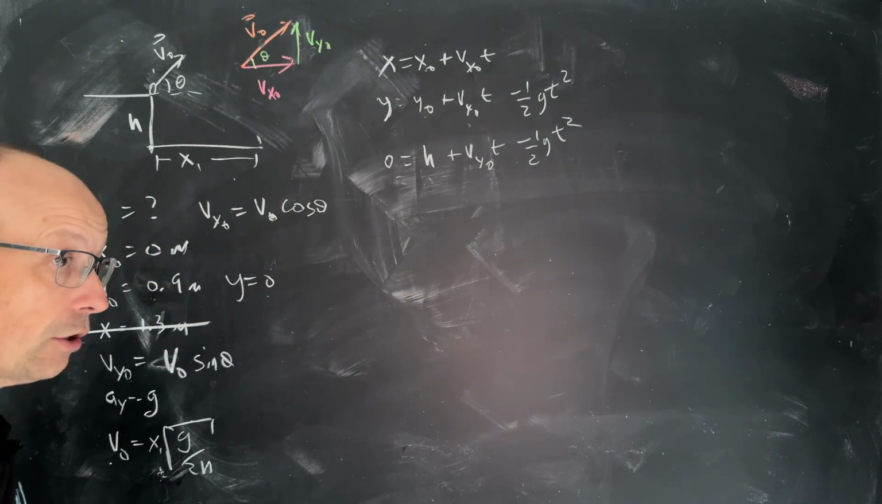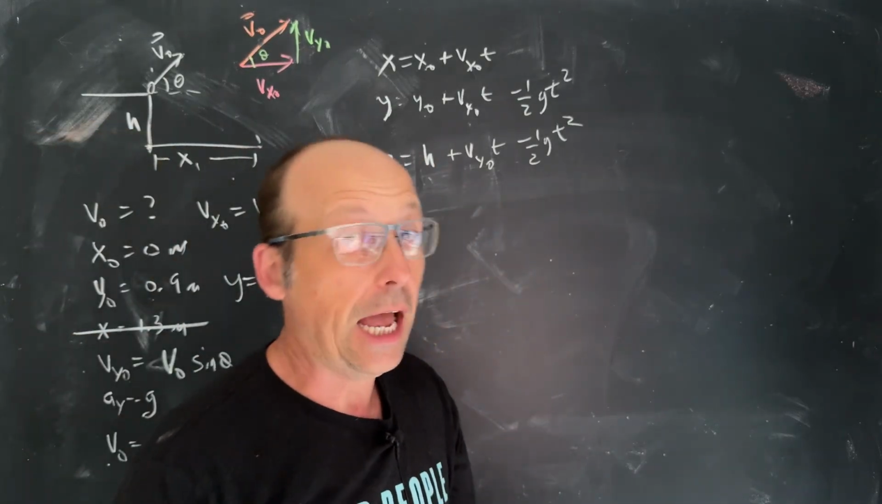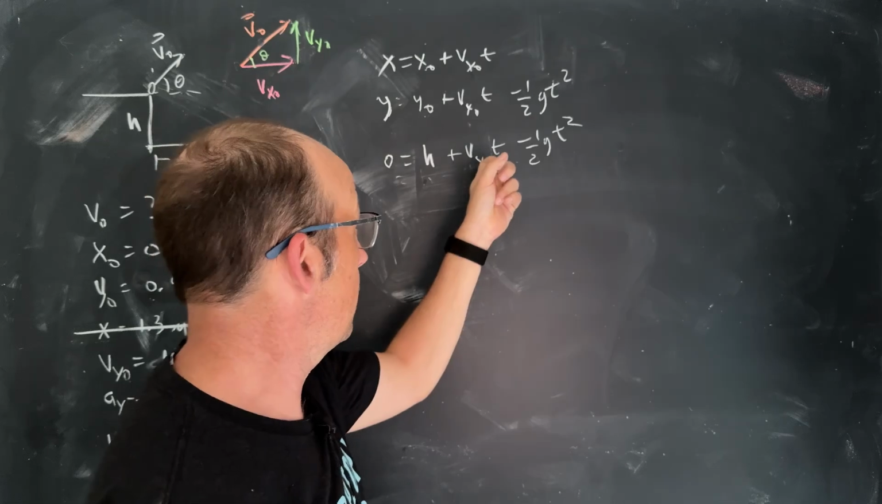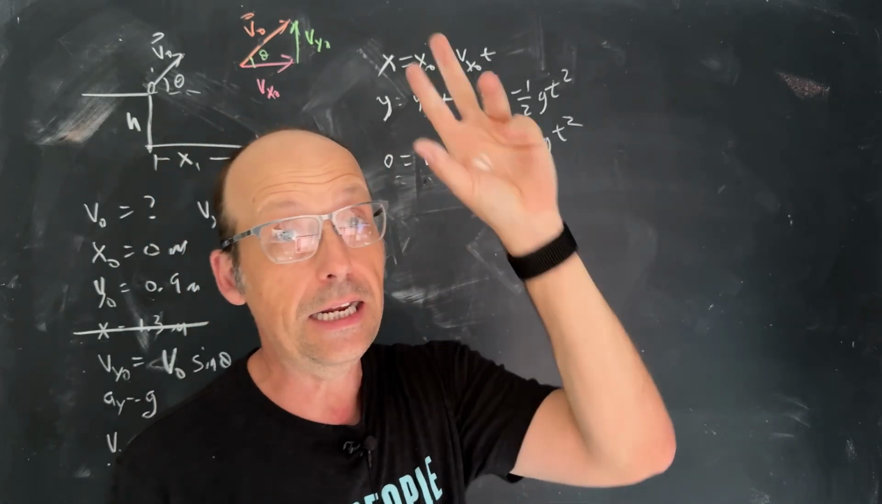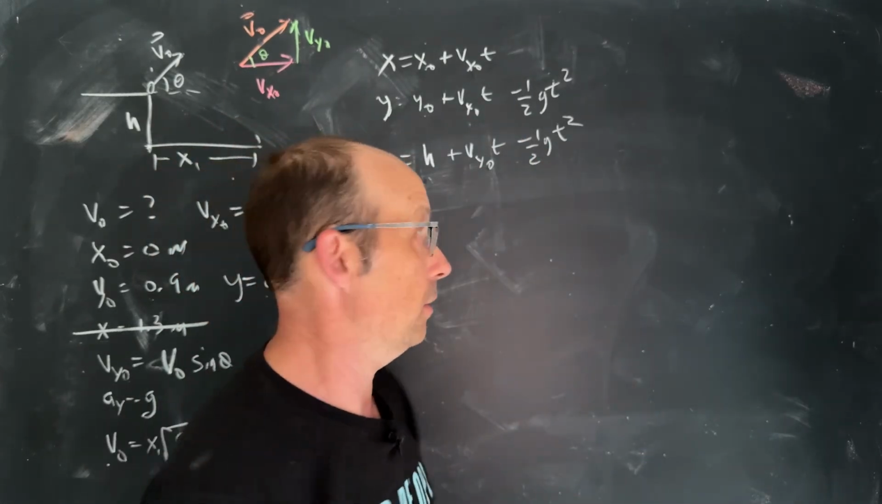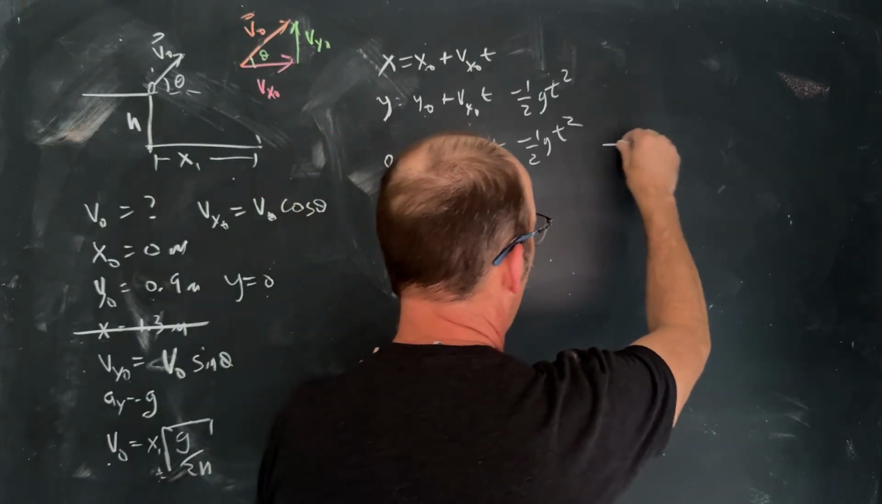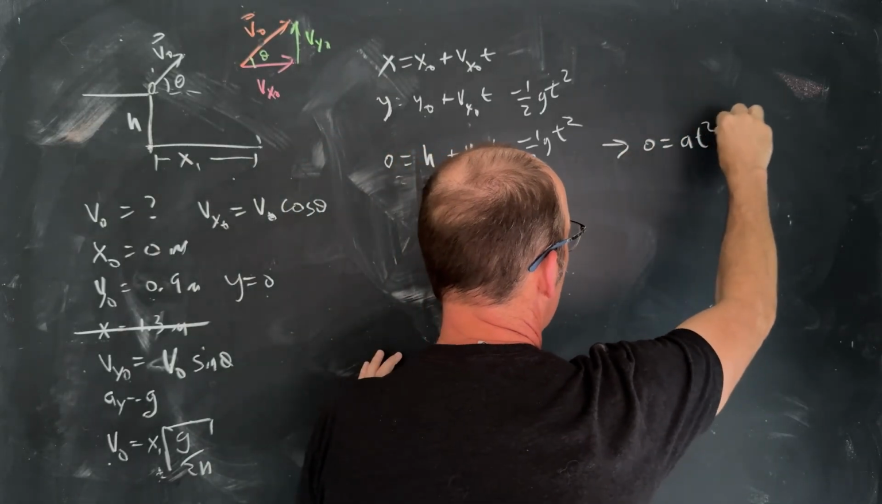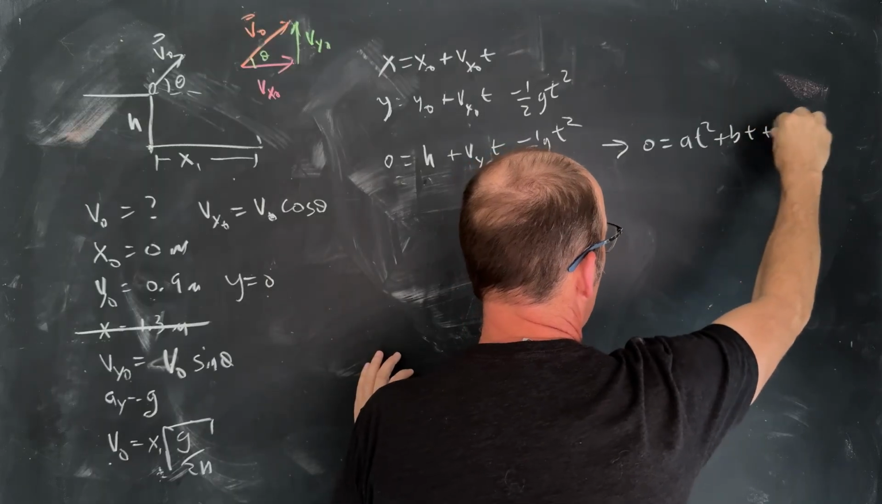And I want to solve for time. In this case, how do you solve for time? Well, the problem is that I have a constant, a t, and a t squared. Ding, ding, ding, quadratic equation. Okay, so this is of the form 0 equals a t squared plus bt plus c.